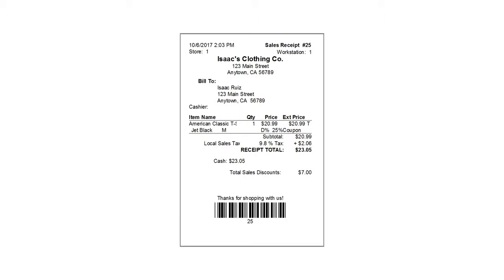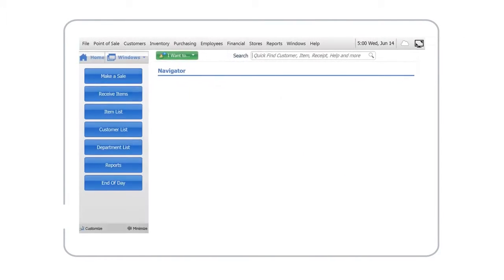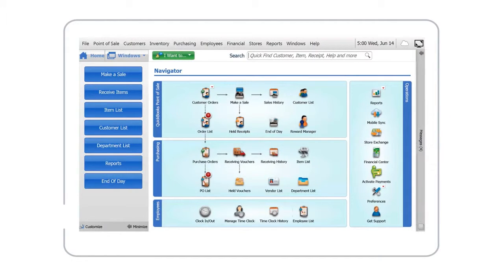Your receipt shows all the details of the sale for easy returns. And your inventory is updated as well, so you'll know what you're selling and when you need to restock. Desktop Point of Sale also works with tablets for Windows 10.0 and higher, giving you even more flexibility.